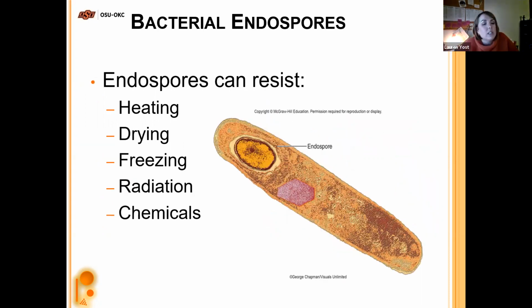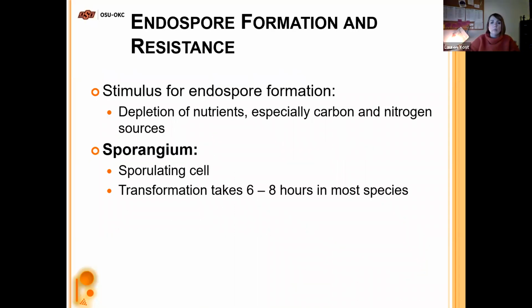Endospores can resist heat, drying, freezing, radiation, and chemicals. That's a lot. It's pretty impressive. What sort of things might stimulate you to make an endospore? You might not have nutrients, with carbon and nitrogen sources going low. That's a pretty big trigger for making endospores.